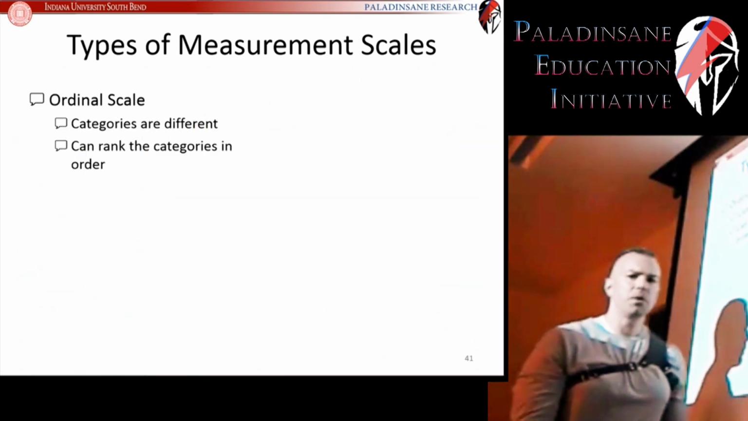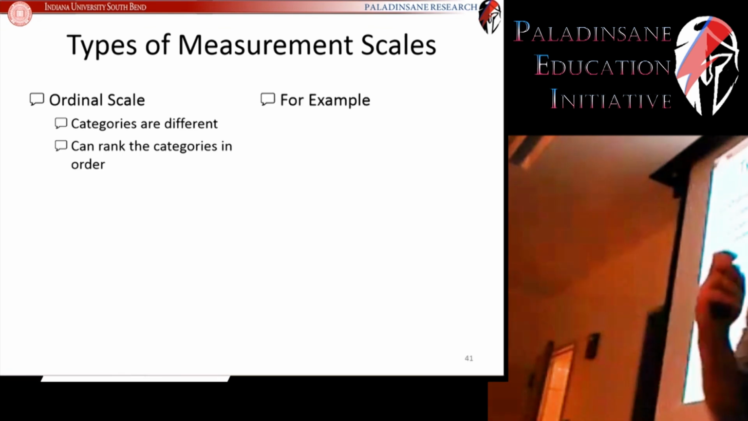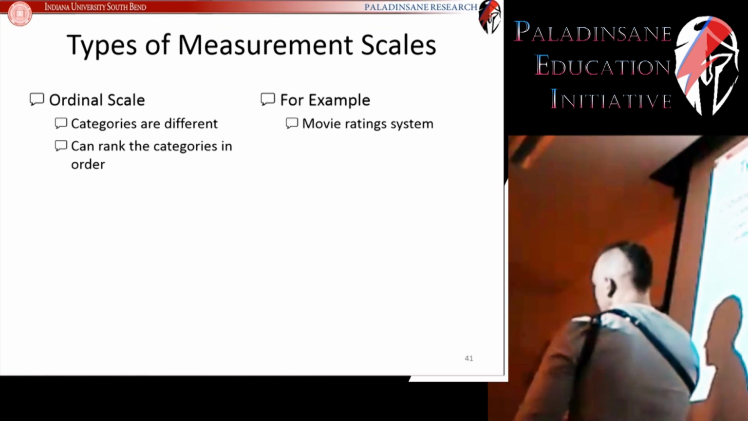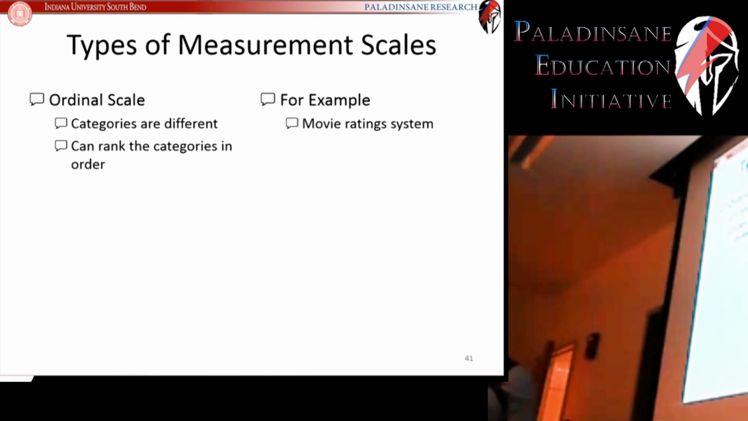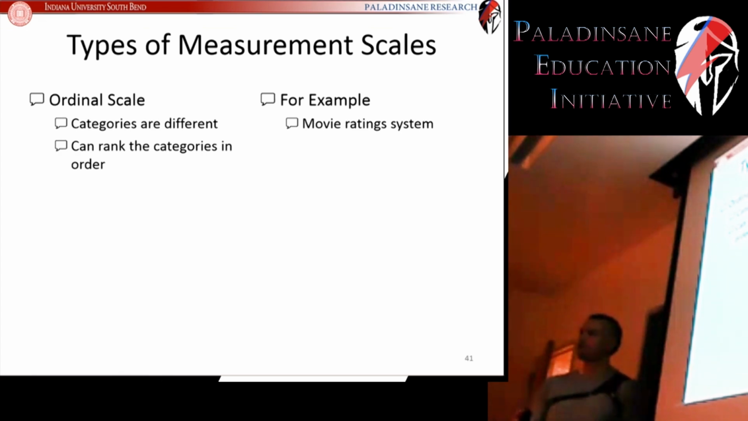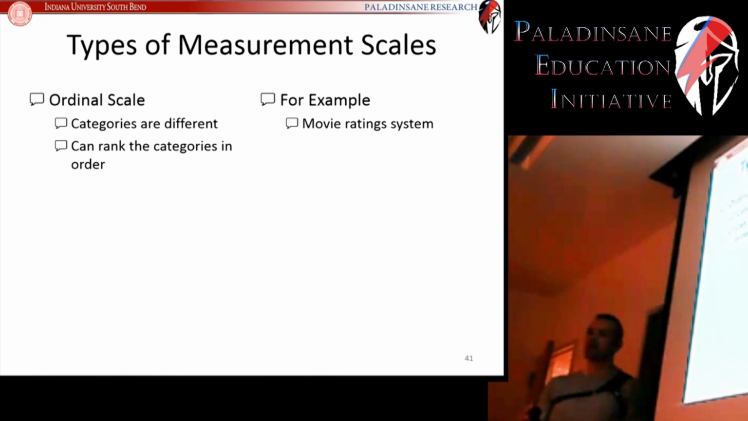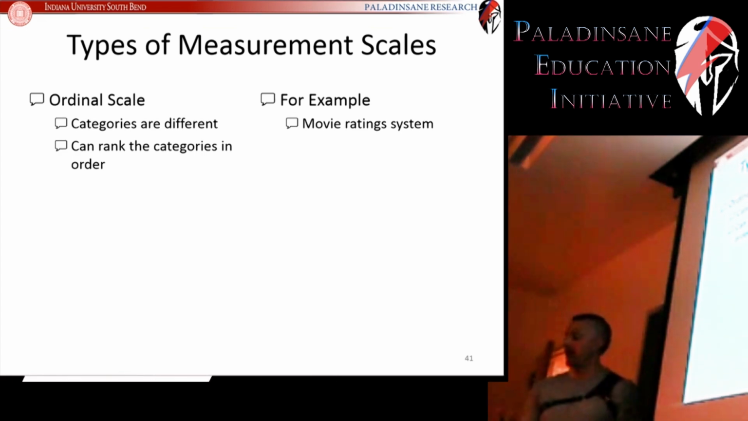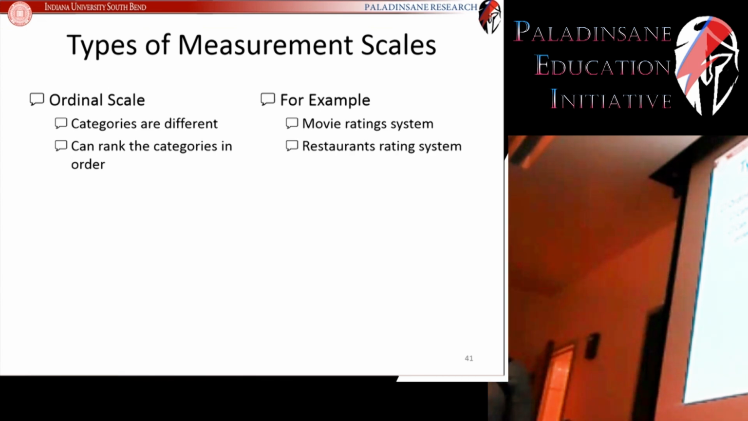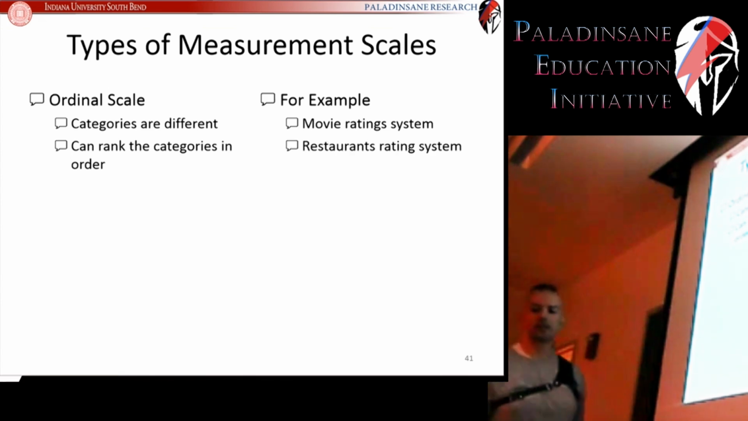All right, so that's the ordinal scale. Typical examples, things we just saw: the movie rating system. You cannot add up the scales that movies have been given and then take an average, for example. That's not allowed. Restaurant rating systems.